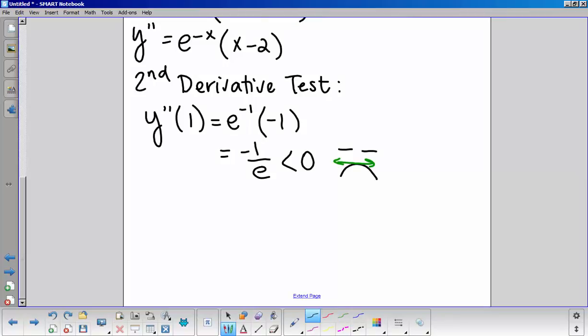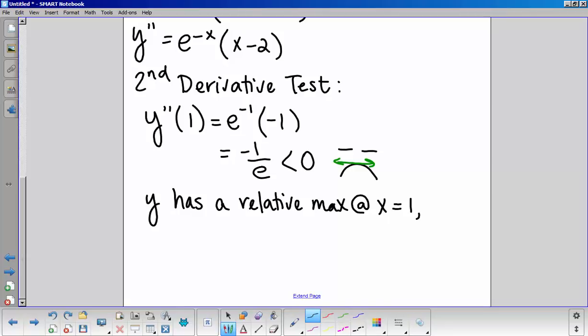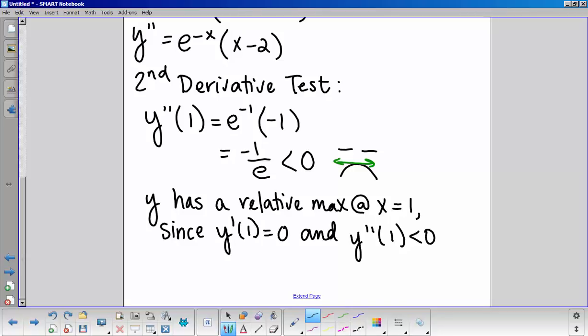So you can say then, y has a relative max at x equals 1, since y prime of 1 equals 0, and y double prime of 1 is less than 0. Because what is this communicating? This is communicating this is a critical point, right? And this is saying I am concave down, and thus I have to be a max, right? Make sense?